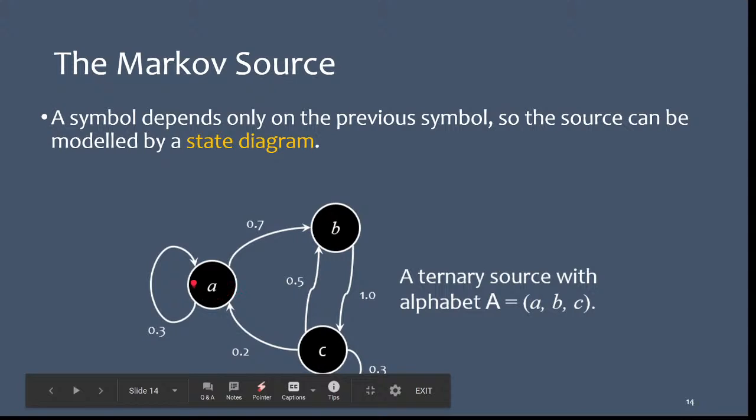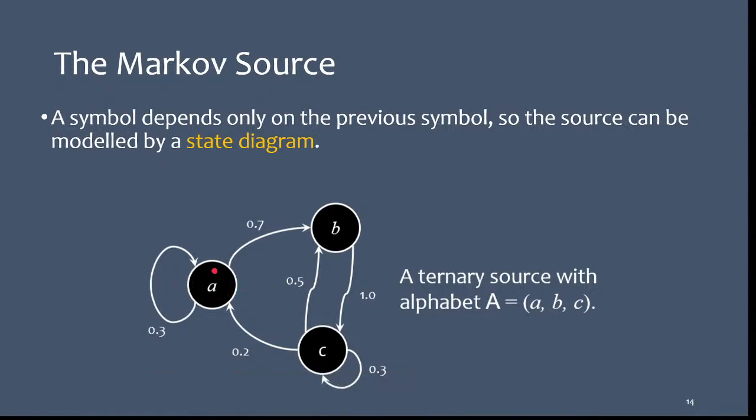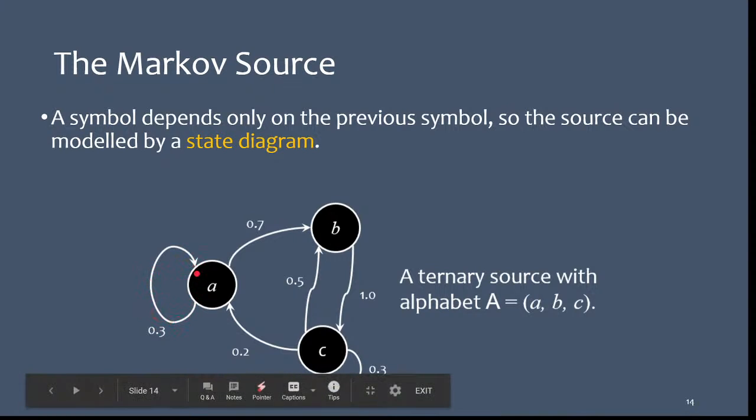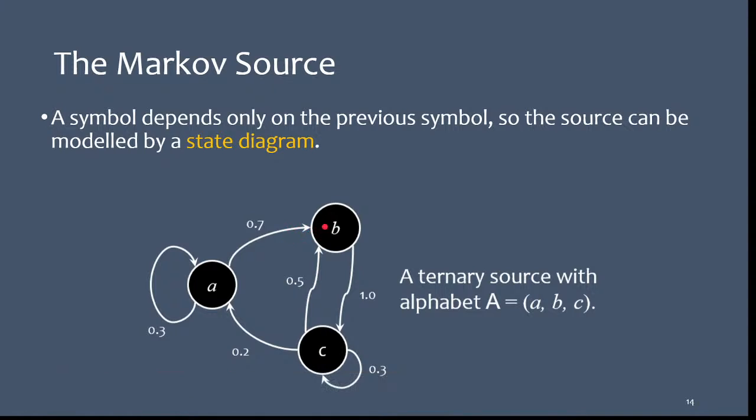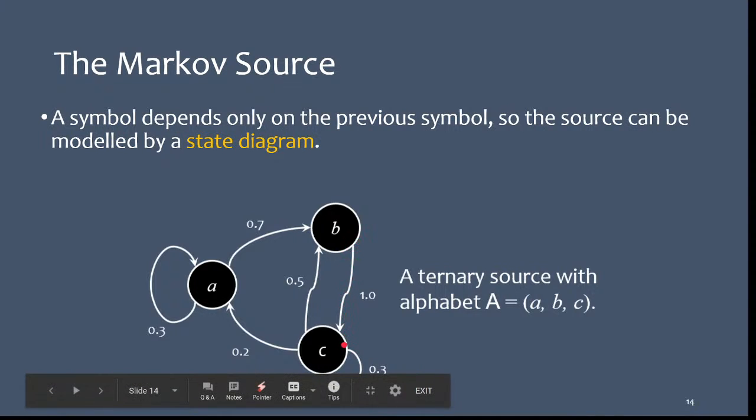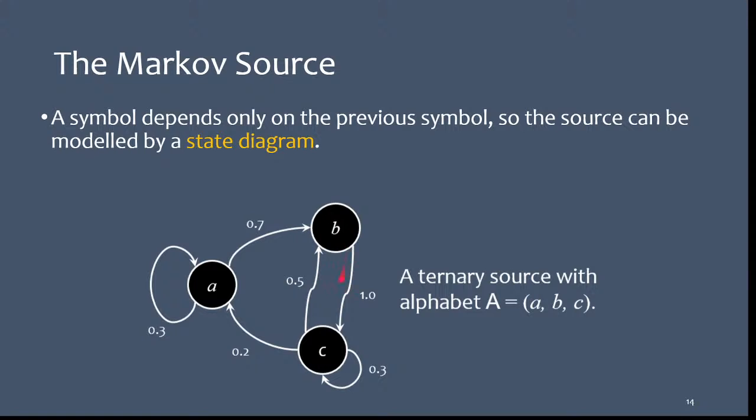So this source may emit these symbols A, B, C in this order. For example, initially it may emit A, and next time it may emit A again with a probability of 0.3, or it may emit B with a probability of 0.7. If it emits B first, then next time it will emit C, that is definite, with a probability of 1.